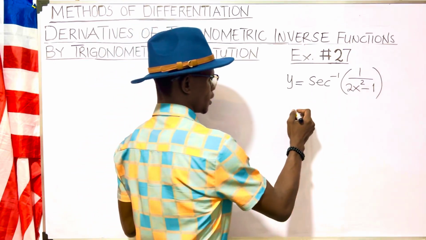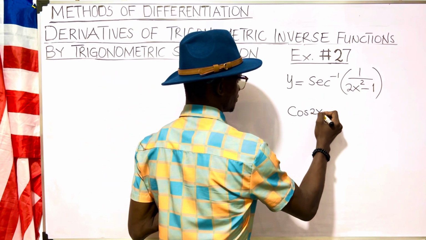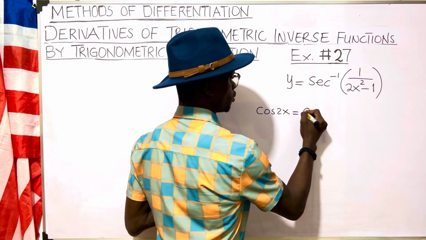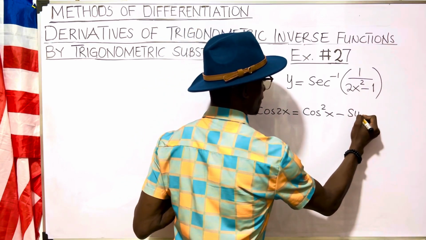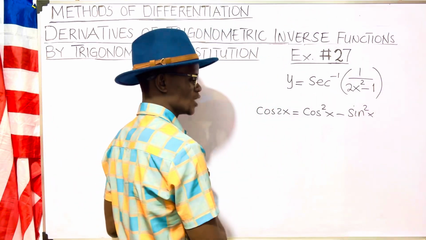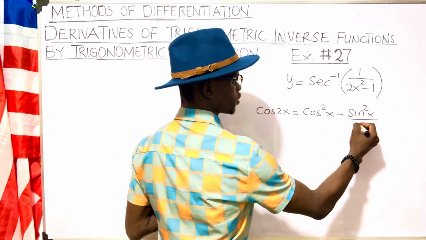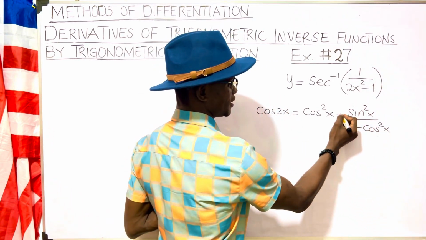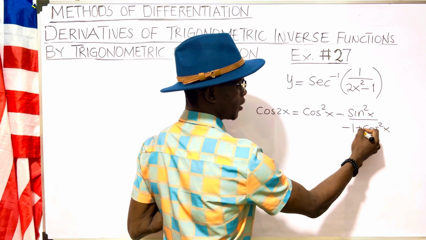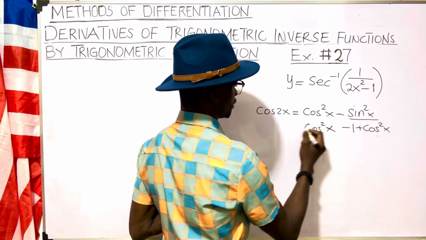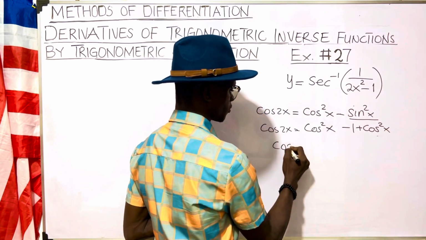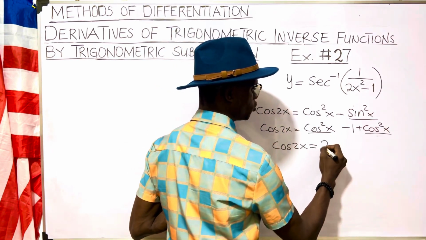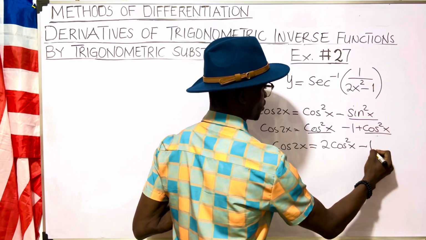This seems to be cos of 2x, because we had cos of 2x, which was cos square x minus sin square x. So if we replace this sin square x with 1 minus cos square x, which is the Pythagorean identity, this negative will make this one negative and make this one positive. So you will have cos of 2x equal to cos square x plus cos square x, which is 2 cos square x minus 1.